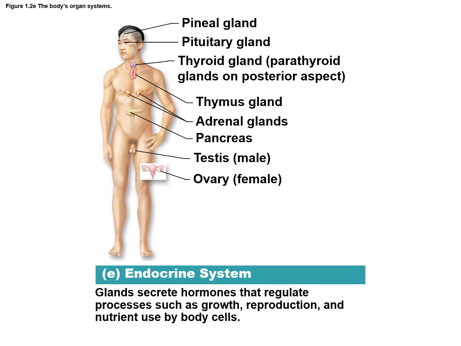Okay, the endocrine system. Endo means inside. So these are all going to be glands, but glands that secrete hormones inside of the body. Examples of these would be the pineal gland, pituitary gland, thyroid gland, thymus, adrenal, pancreas, testes, ovaries. These are all glands that secrete hormones into the bloodstream, where they can act on different tissues.